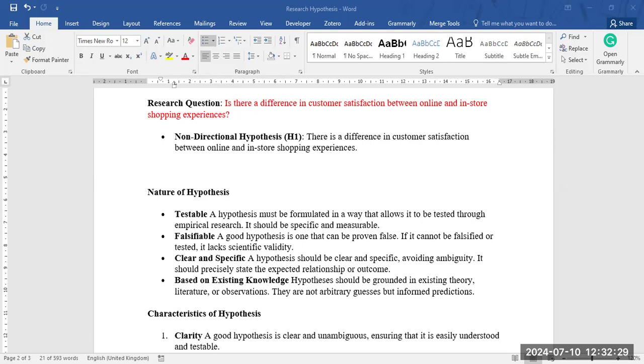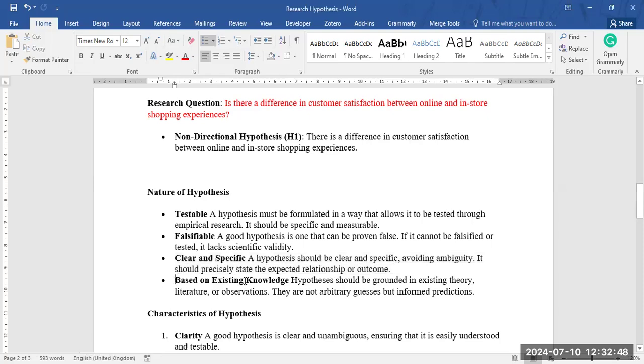It defines a condition. What is the condition? Free shipping on orders over $50. And the expected outcome is also clear: a 15% increase in average order value. So that's why it is clear and specific.